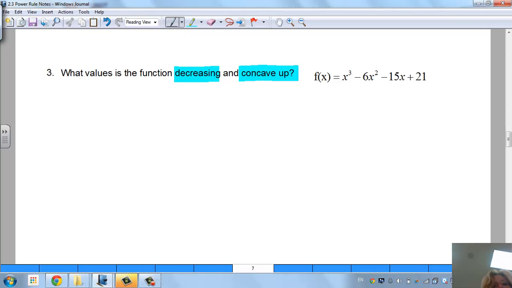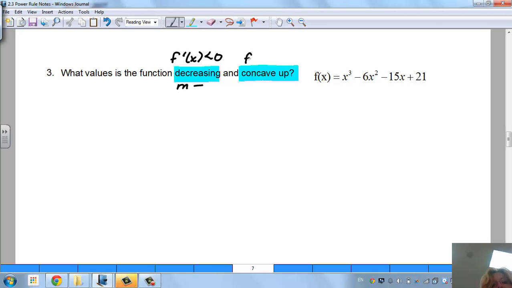Now, I always have someone every year that says, well, I can graph it and look at it. And you're absolutely right, and I hope you do when you're done. But I want you to be able to justify it with calculus. So if a function is decreasing, I know that's our first derivative. So our first derivative right here must be less than 0, or if you will, our slopes are negative. Okay?